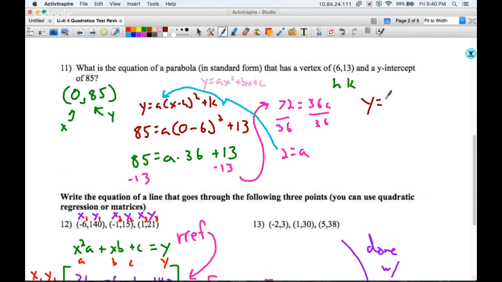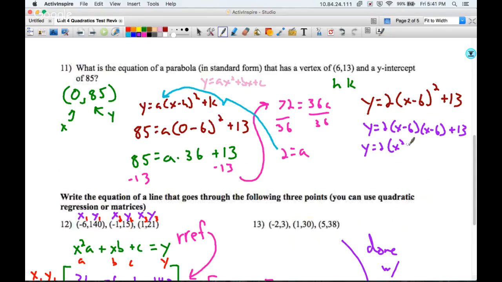So we get y equals 2 times x minus 6 squared plus 13. Keep the same h and k values, but get rid of the x and y. We were just borrowing them. And now to convert this to standard form, you've got to expand. You have to FOIL. There was a question on the quiz about the correct order to do all of these. You have to distribute.